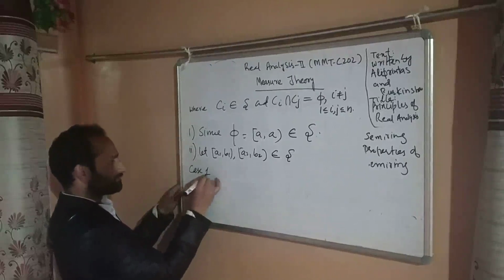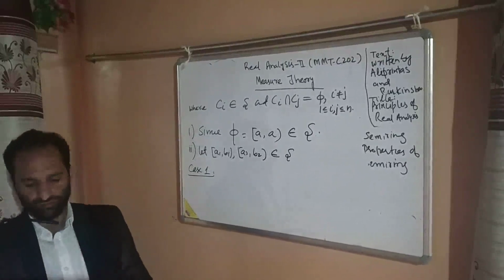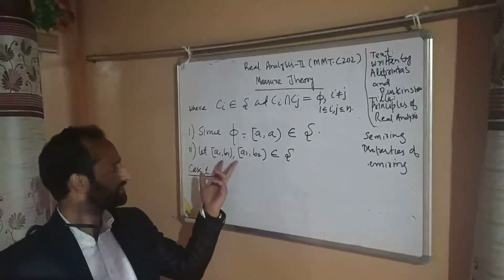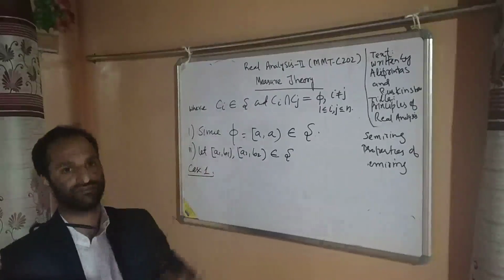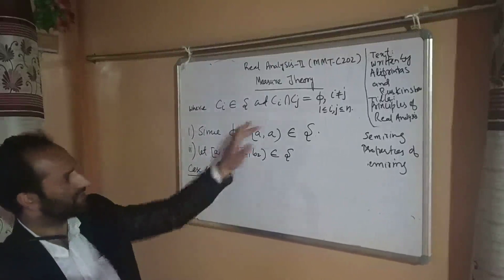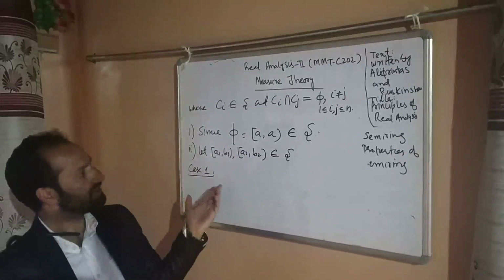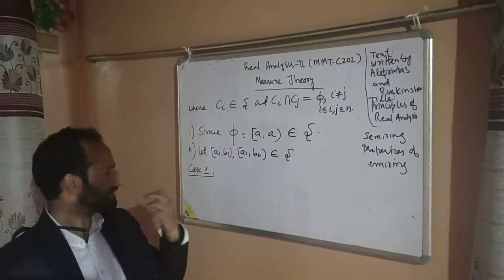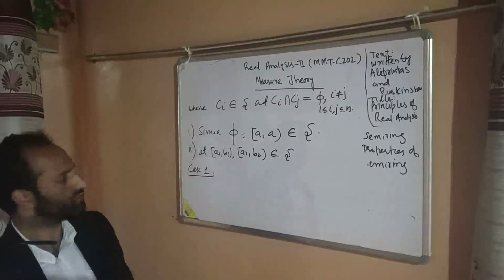Case number 1. In case these two members of S are disjoint, then their intersection is phi, which is a member of S. So that's the trivial one. And the second case is if one of them is contained in the other. That case is again trivial, because the intersection is the minimal interval among these two intervals.